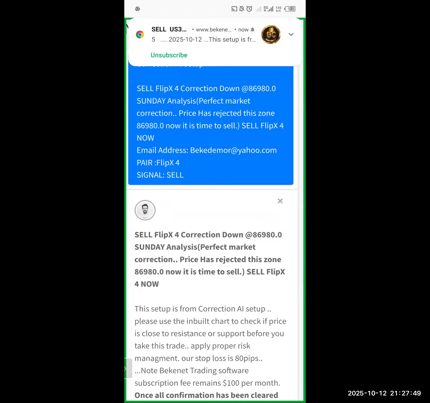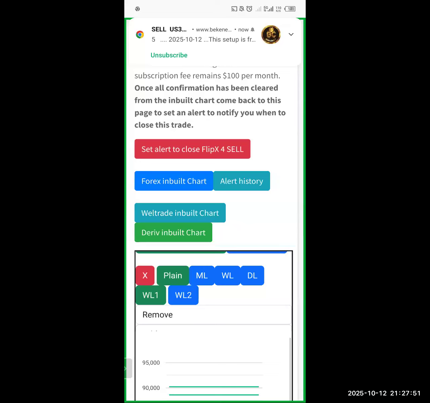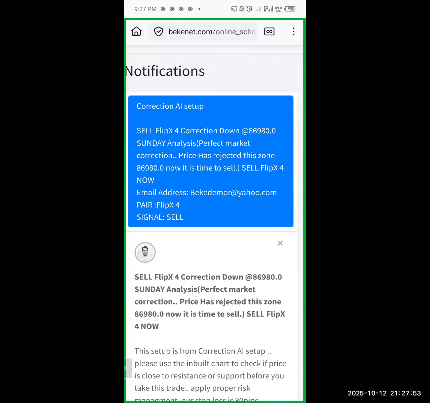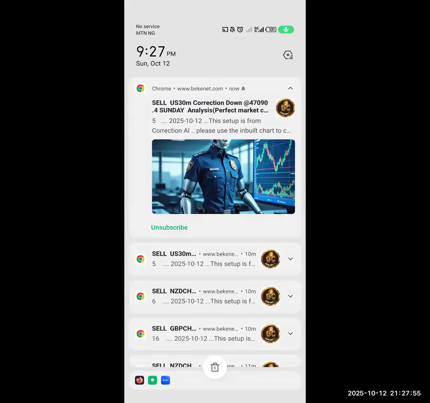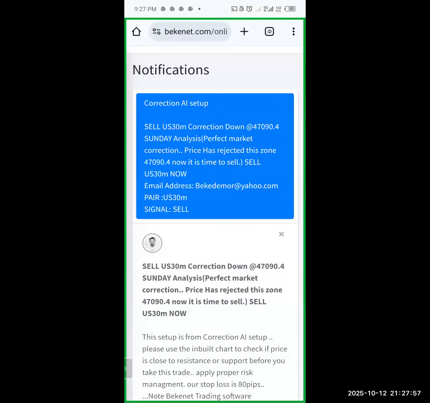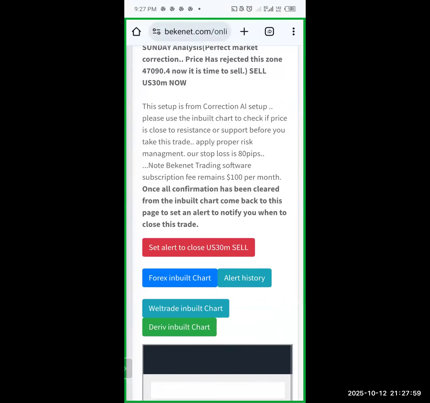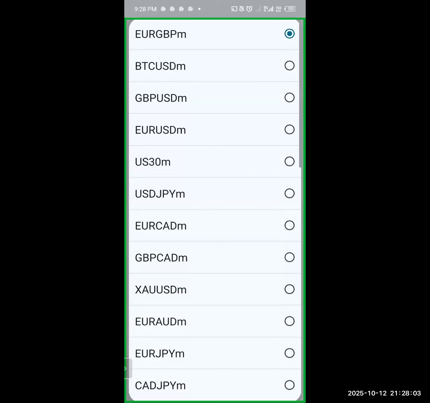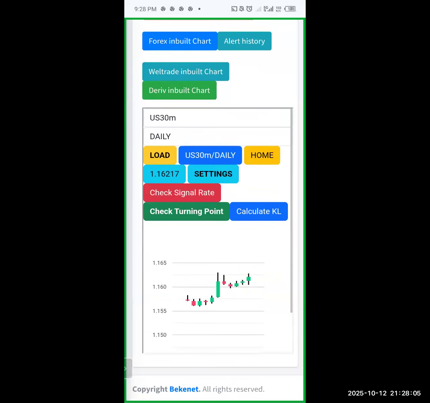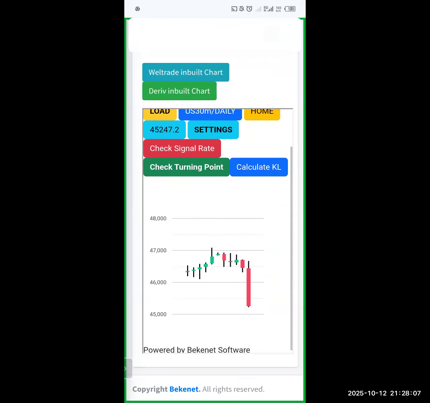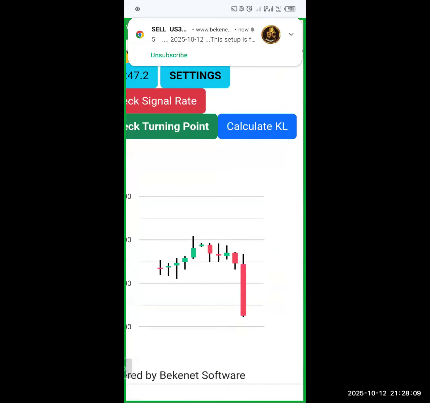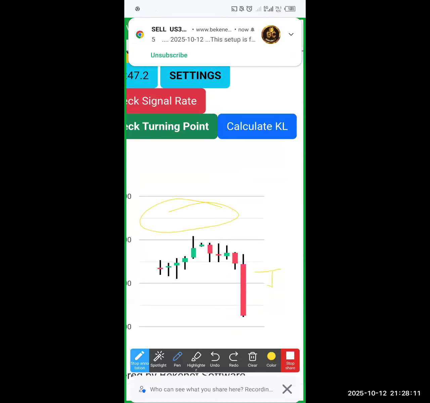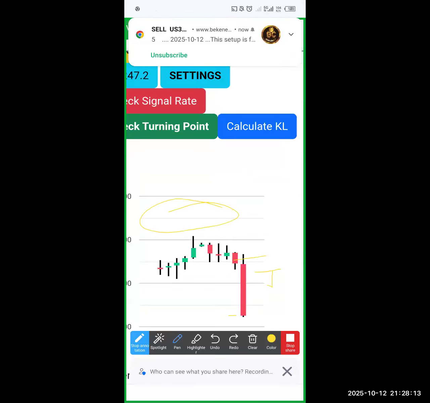Very, very simple. Okay, this is US 30. It's loading. Let me click on US 30. Just hold on. Let me show you how it's done. Look at US 30. So I'm going to click on Forex, load US 30. You'll see the massive drop it did. And I'll show you where I sold from. Look at it. This is where I sold from, and I took my profit here.